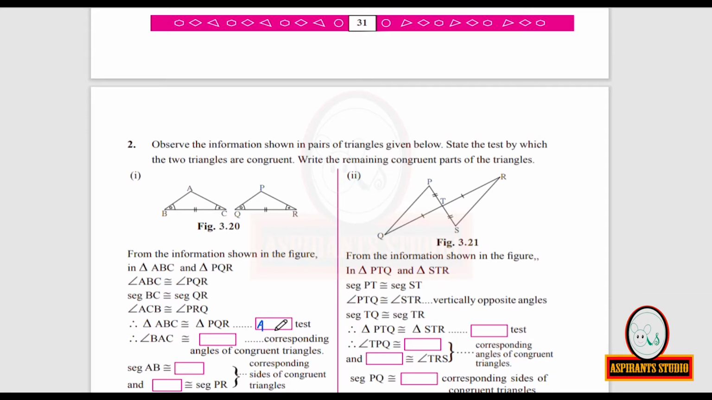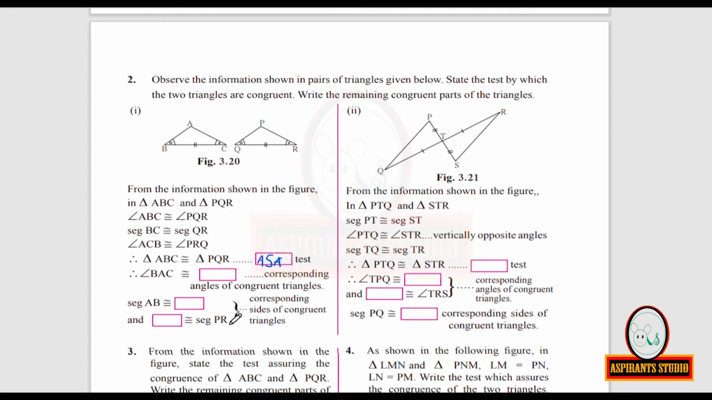Angle, side, angle, test. Now we have to write the remaining congruent parts of the triangles. You all know there are 6 congruent parts of the triangles if the two triangles are congruent. We have proved that the triangle ABC is congruent to triangle PQR. So now we have to find out the remaining congruent parts of the triangle.